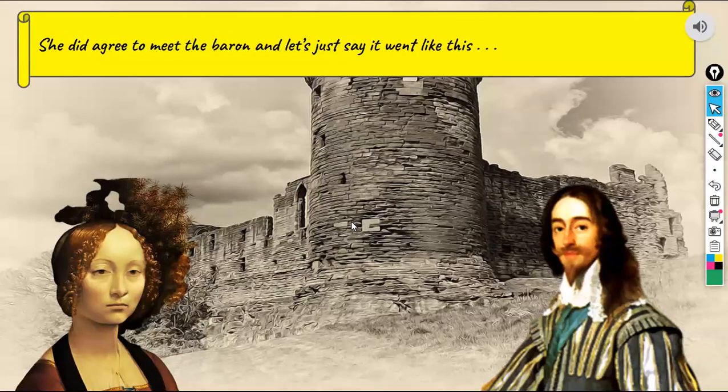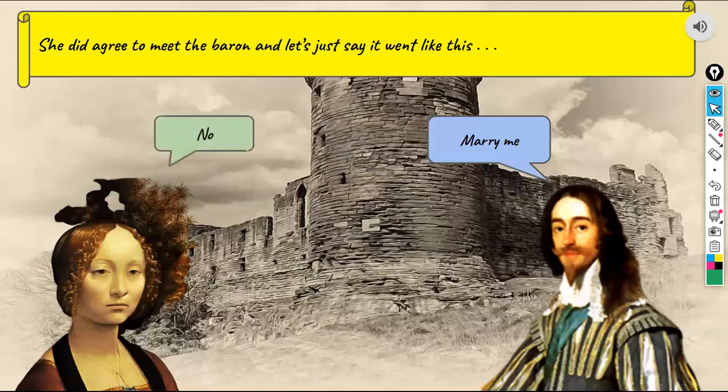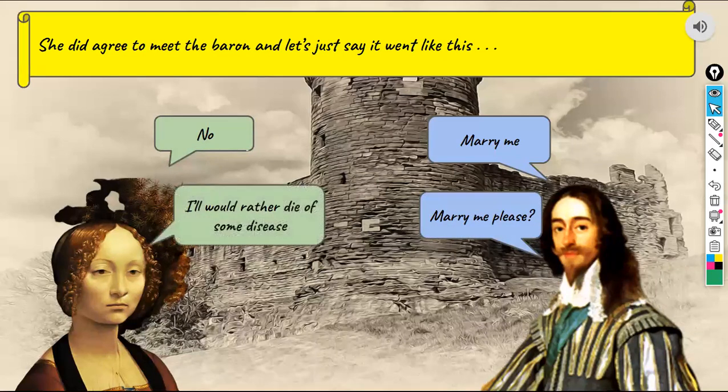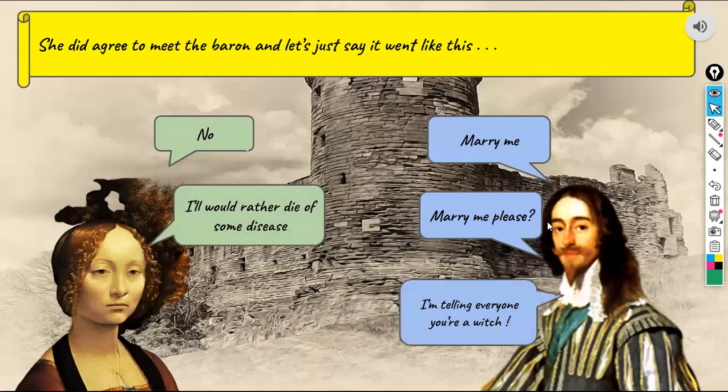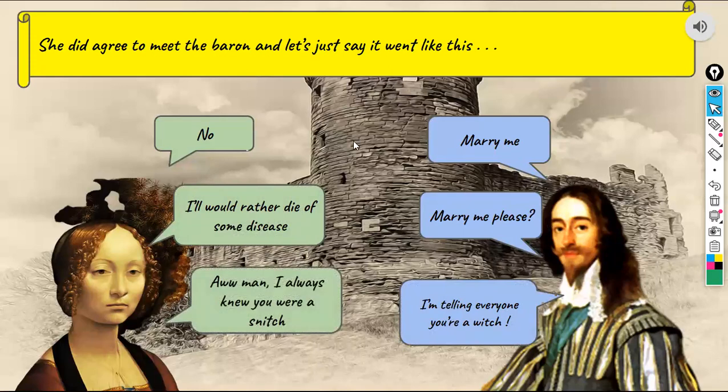I have a good feeling Jenny doesn't want to marry Mr. Amaso Smelly, all right? So he says, marry me. She says, no. He says, marry me, please. And she's a rapper, so she says, I would rather die of some disease. Then he says, I'm telling everyone you're a witch. And then she raps back and says, oh man, I always knew you were a snitch. Remember, she can talk to rats, right? So that seemed like witchcraft back in those days. All right, so the Baron is going to tell everyone that she is a witch.